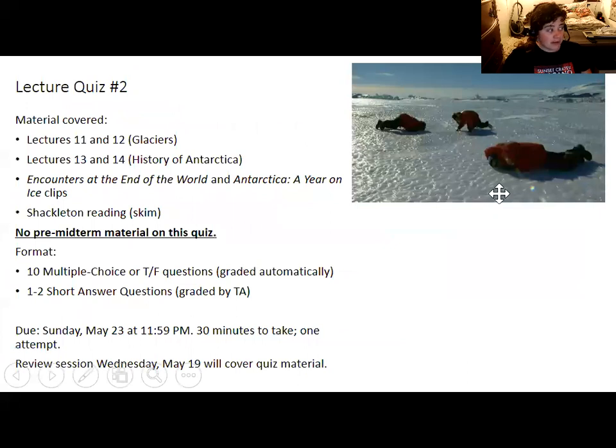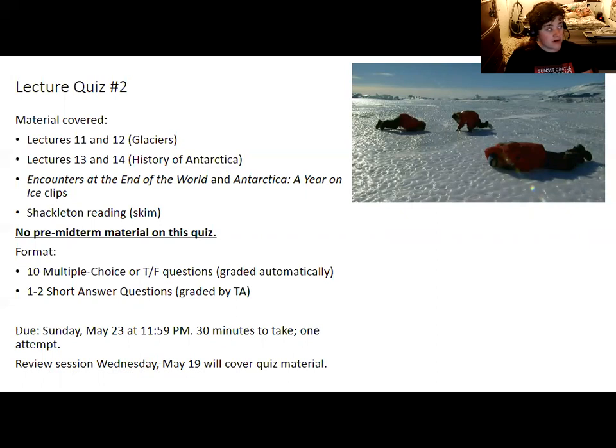Anyhow, a quick overview of lecture quiz number 2. It's very similar in format to the previous quiz. It will consist of 10 multiple choice and true or false questions that are automatically graded, as well as 1 or 2 short answer questions that the TAs will grade. And you have 30 minutes to take the quiz. You need to finish your attempt by Sunday, May 23rd, and the review session on Wednesday, May 19th will cover quiz material.